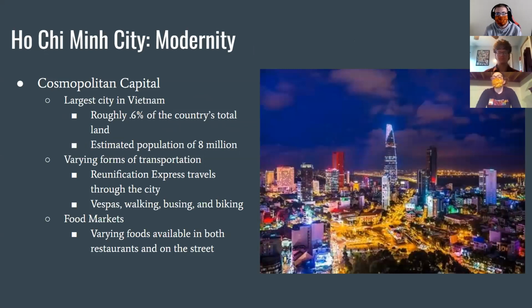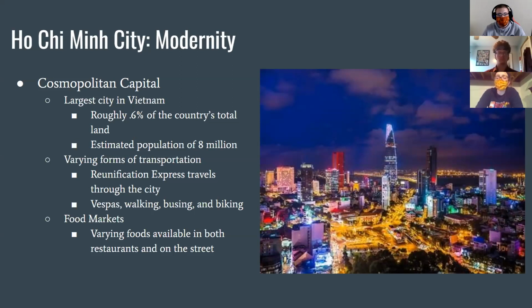Okay. Now we go to Ho Chi Minh City in its modernity. You see high rises, a huge infrastructure put in place. It has become the cosmopolitan capital. It's not the capital of Vietnam, but a lot of business is done in Ho Chi Minh City. It is the largest city in Vietnam, and it takes up roughly only 0.6% of the country's total land, which gives you an understanding of how many people have to be in this tiny area. It's insane.